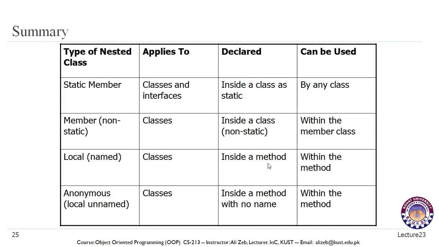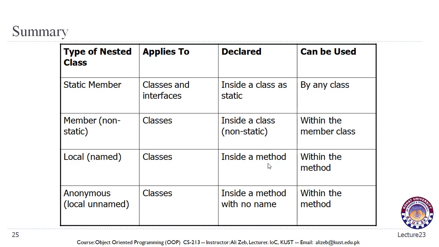To summarize, a static member applies to classes and interfaces. For example, the types of nested classes: the static member classes are declared inside a class as static and can be used by any class. Member classes, that are the non-static nested classes, apply to classes and are declared inside a class as non-static and can be used within the member class.